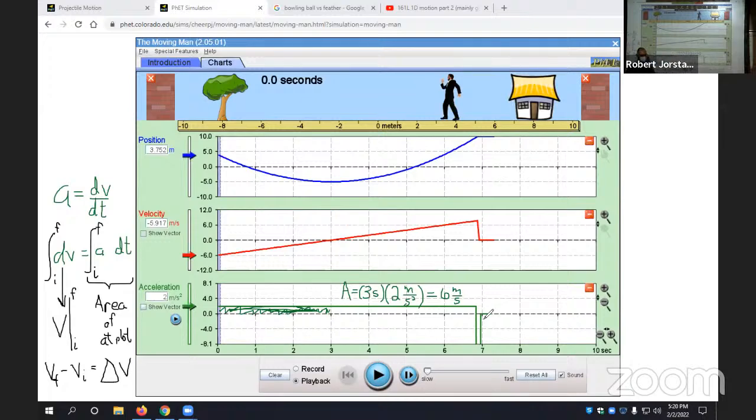All right. Now, what is that? Is that the velocity after 3 seconds? It's not the velocity. What is the initial velocity? V initial is equal to -6 meters per second, right? What's the final velocity?